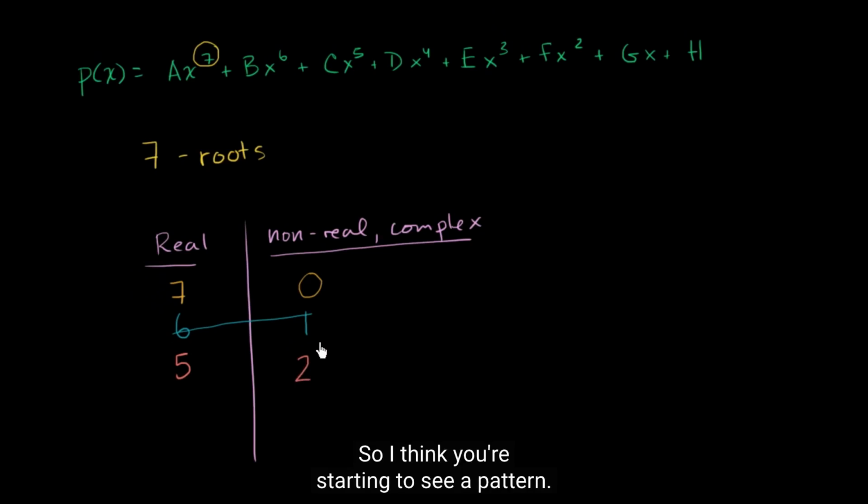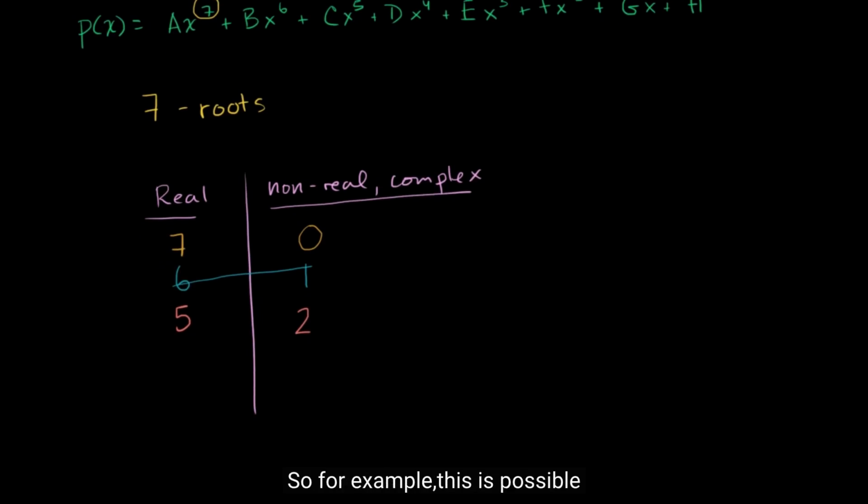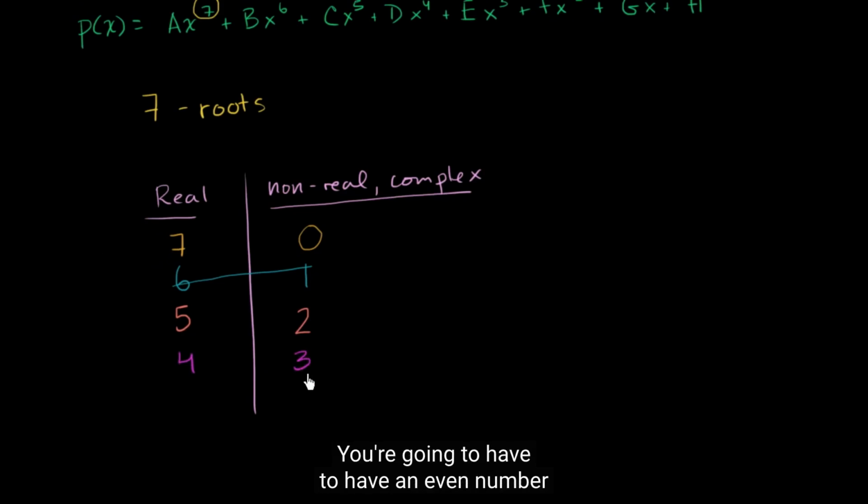So I think you're starting to see a pattern. Essentially, you can have an odd number of real roots up to and including 7. So, for example, this is possible, and I could just keep going. I could have 4 and 3. This is not possible, because I have an odd number of non-real complex roots, and you're going to have an even number. So rule that out. But if we go to 3 and 4, this is absolutely possible. You have 2 pairs of non-real complex roots.